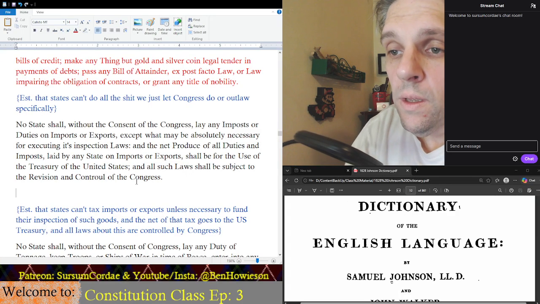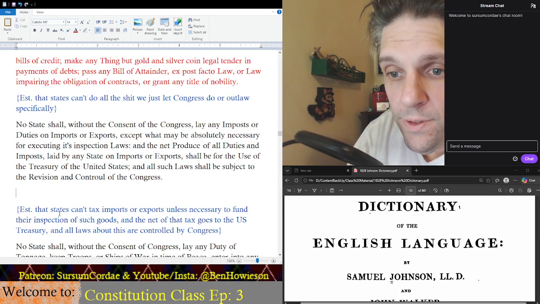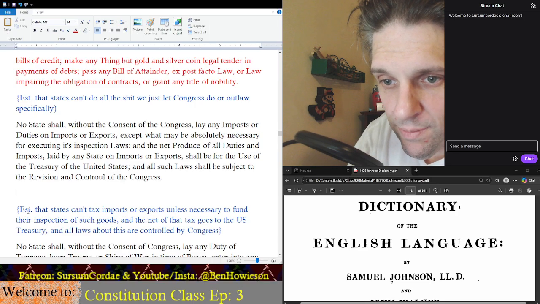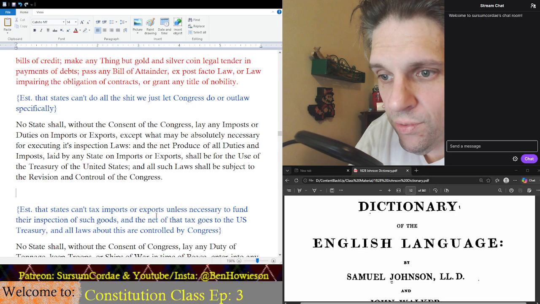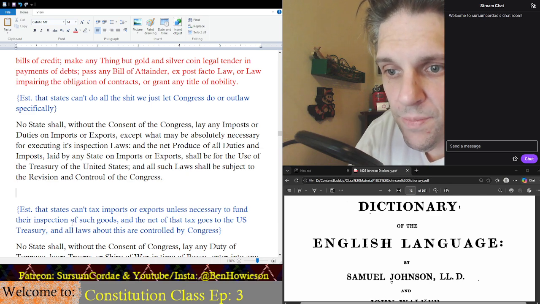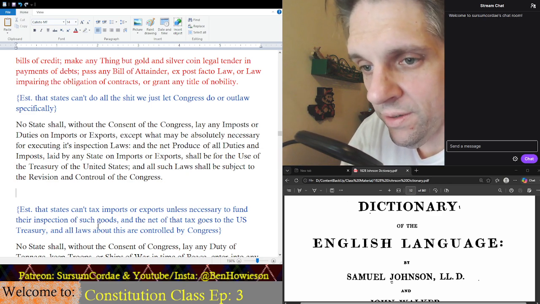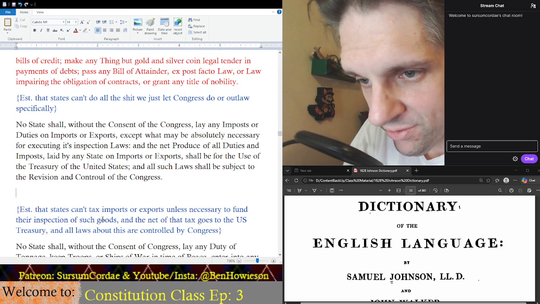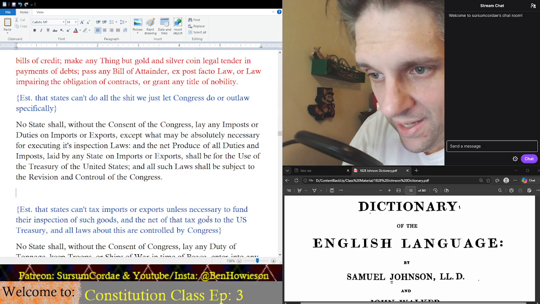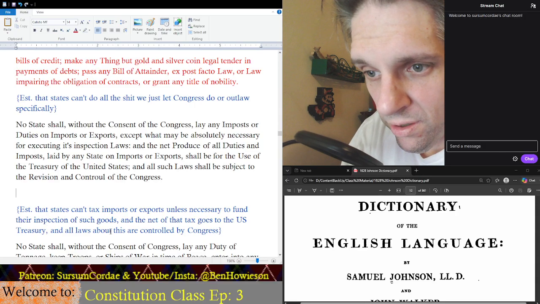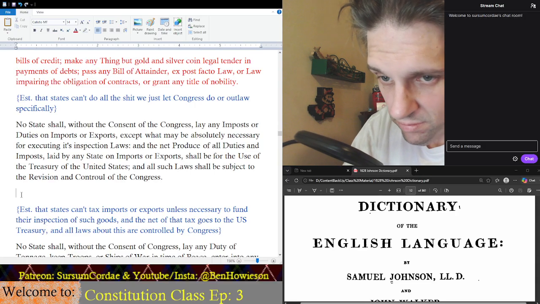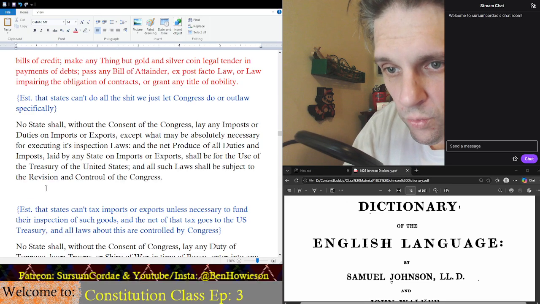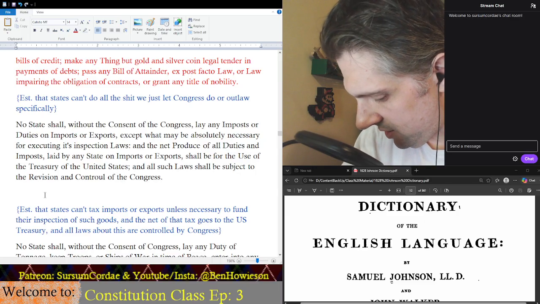So, yeah, explanation. States established that states can't tax imports or exports unless necessary to fund their inspections. Whatever their cost, it can't be a for-profit industry of importing and exporting for tax reasons. And the net of that tax goes to the U.S. Treasury and all laws that are controlled by Congress. So it's really hammering home what Congress can do and what states can't in this first section here.